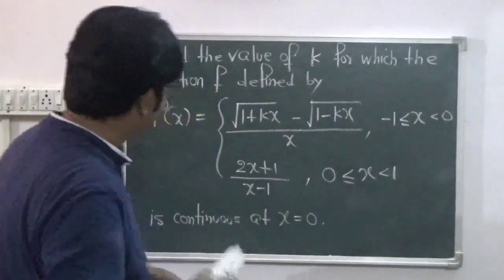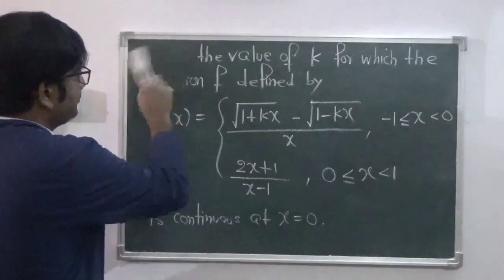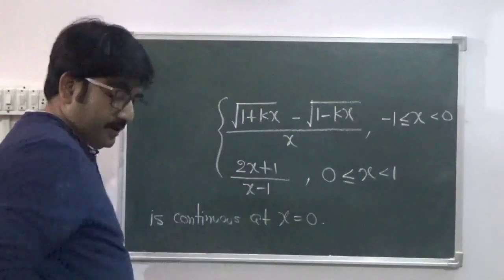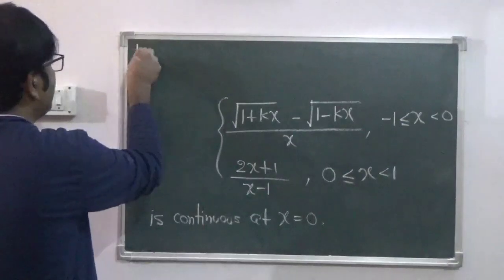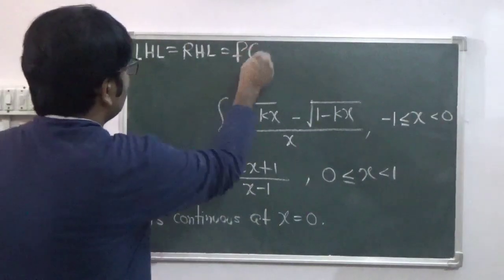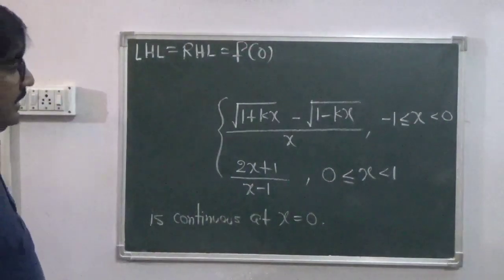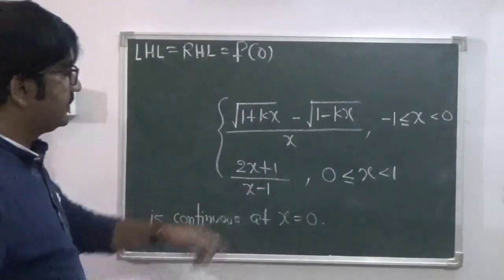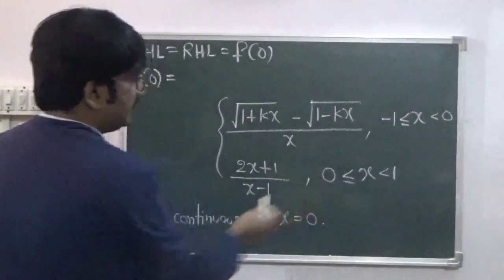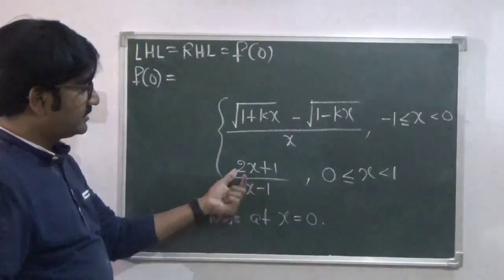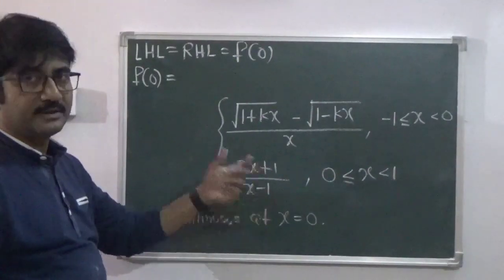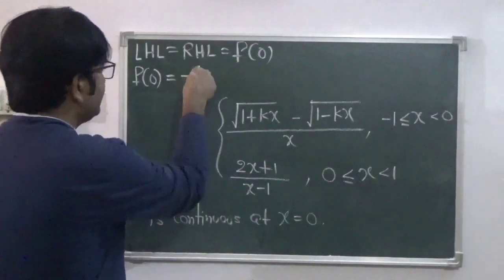Since it is continuous, we have left hand limit equals right hand limit equals f of 0, the value of the function at x equals 0. So let us first find f of 0. Now what is f of 0? Putting x as 0 in this function, that is 2 into 0, that is 0, plus 1, over 0 minus 1, so 1 by minus 1, that equals minus 1. So f of 0 is minus 1.